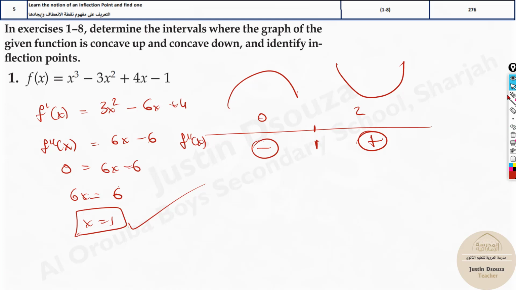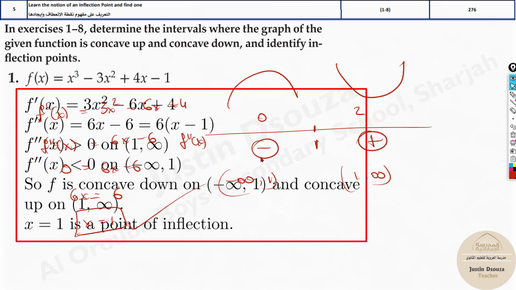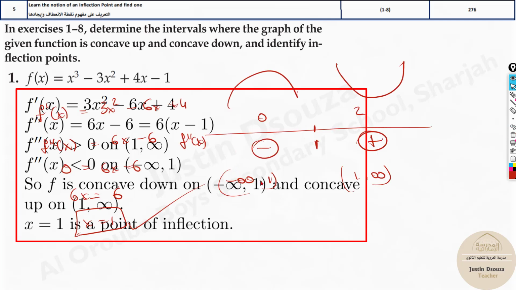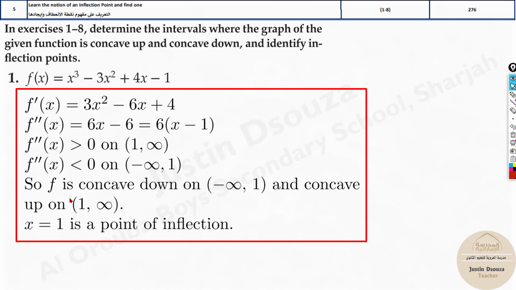That's the answer here. I'll just write it out properly. Inflection point is x equal to 1. It's concave downwards from minus infinity till 1 and concave upwards from 1 till infinity. So that is the answer over here. You can see the solution: f double derivative is greater than 0, sorry, this is increasing, decreasing. This one, concave down, we got the same, right? Down from minus infinity to 1 and up from 1 to infinity. And this is the inflection point.